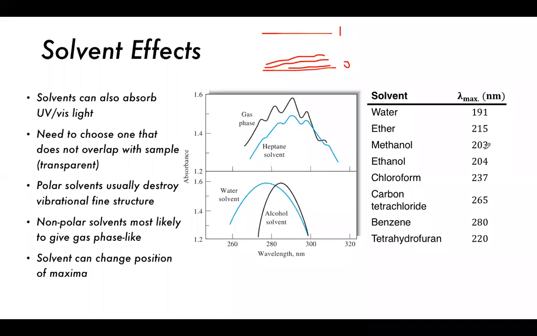So non-polar solvents are most likely to give gas phase-like data, and solvent can change the position of the maximum. So yes, that's what's going on here. You can see that the water solvent and the alcohol solvent have given different peak maxima for our measurement.